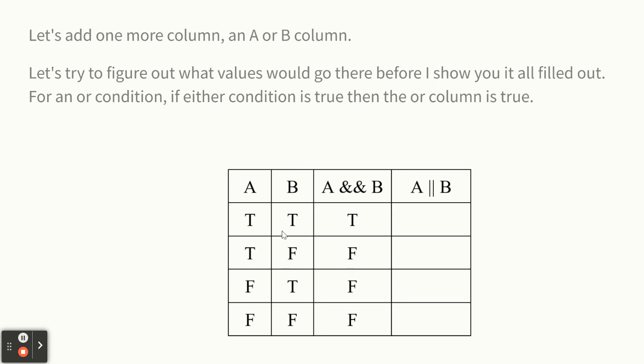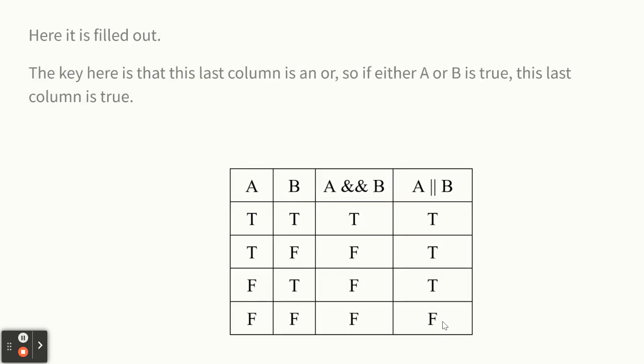So let's look at this. The top row would be true, right? Because they're both true. The second row will get a true because one of them's true. Third row, one of them's true. Fourth row, neither of them's true. So we'd have a false. So this is what we get for A or B.